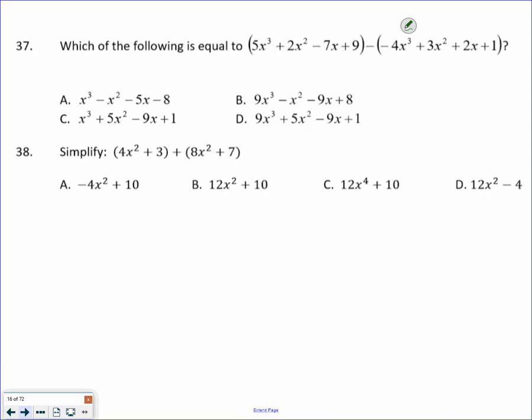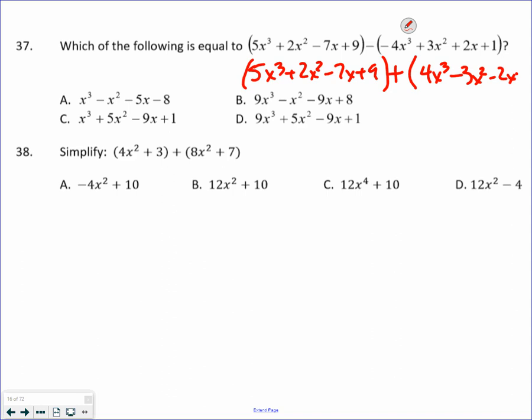We're subtracting. I don't have a lot of space here, so I'll do my best. You have 5x to the third plus 2x squared minus 7x plus 9 plus, and I'm going to change all the signs here, 4x to the third minus 3x squared minus 2x minus 1, and I'm only going to add together the like ones. So 5x to the third and 4x to the third make 9x to the third, plus 2x squared and a minus 3x squared makes a -1x squared. -7x minus 2x makes -9x, and 9 and 1 make +8.